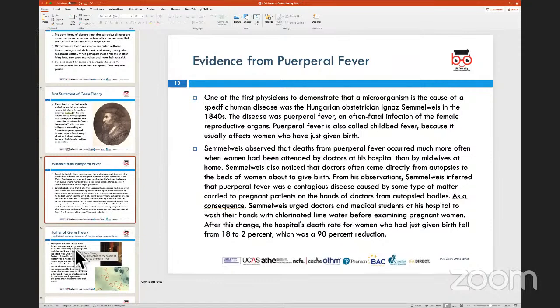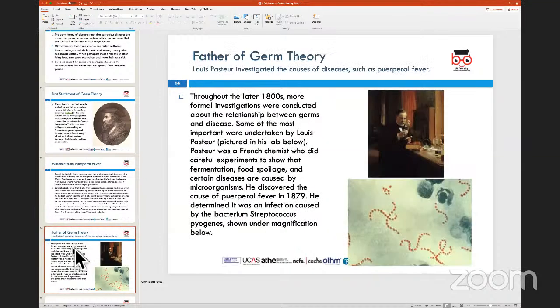And then the culmination of that work essentially happened in the early 18th century when Louis Pasteur carried out structured experiments and concluded that it is microorganisms which cause diseases in humans, and that is why he's also called the father of germ theory or father of modern medicine.